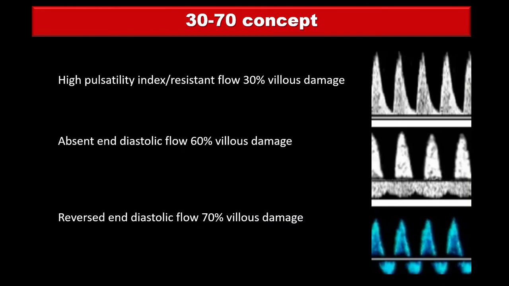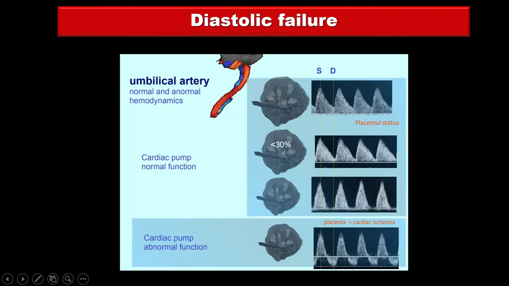And then we have this 30-70 concept. There is high pulsatility index, high resistance flow in the umbilical artery in case of 30% villus damage. 60% villus damage will give an absent end diastolic flow. And if it is reversal of flow in the umbilical artery, there is already 70% villus damage. And that is the cascade the umbilical artery follows. And a reversal of flow is also seen as a cardiac function abnormality.